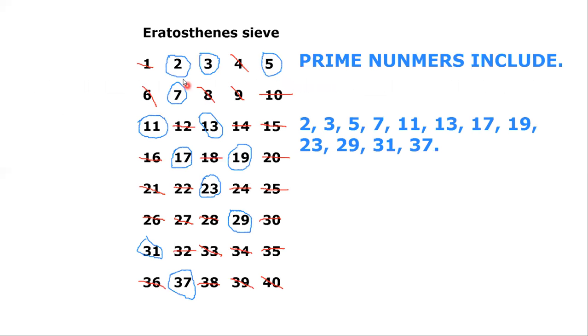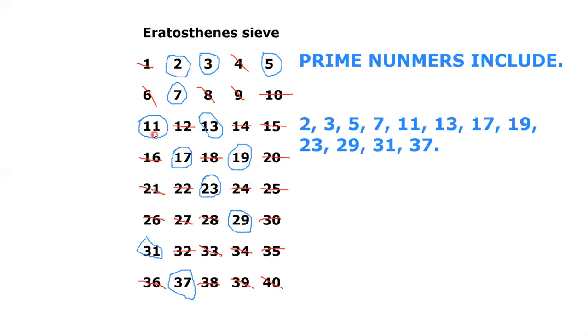Like this one that I have here. You cancel 1, you circle the next number, that is 2. You cancel all the multiples of 2. You circle the next number, that is 3. You cancel all the multiples of 3. You circle the next number that is not cancelled, and that is 5. Then you cancel all the multiples of 5. You circle the next number that is not cancelled, that is 7. You cancel all the multiples of 7.